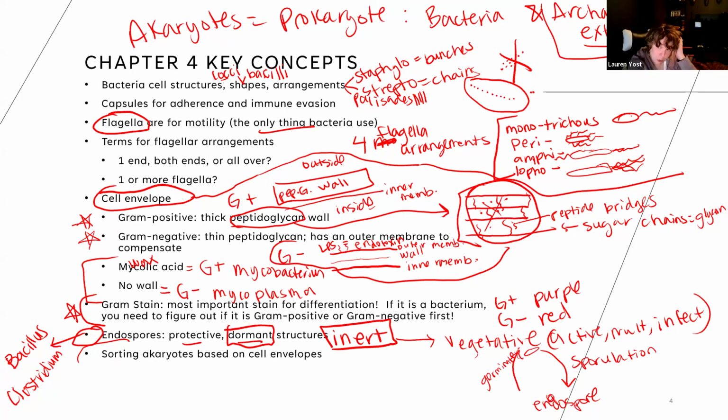All right, this is in chapter 4, but we'll also review it when we do the endospore stain, which we don't do before the Unit 1 exam. So be sure you brush up on this before the Unit 1 exam.